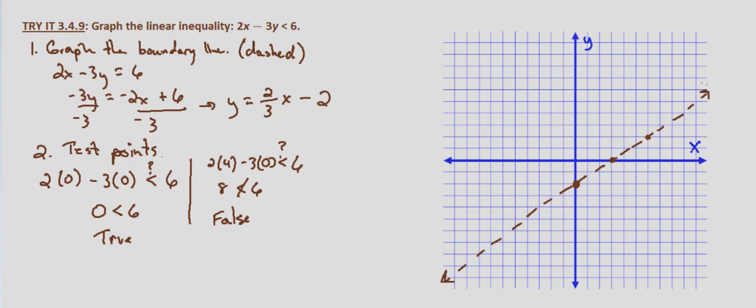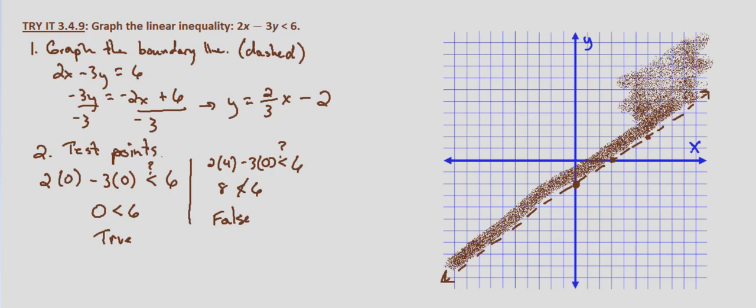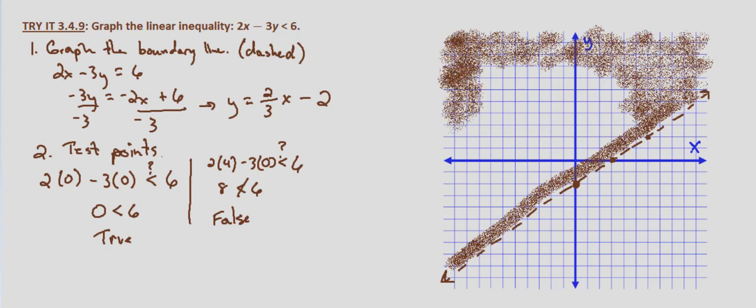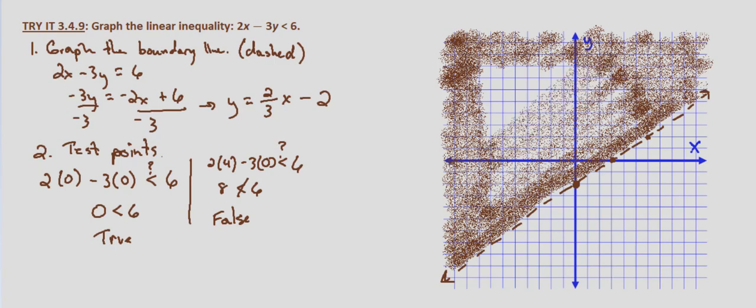So we go to that side of the graph, and we shade everything that's on that side of the line. So this would be the graph of the inequality 2x minus 3y is less than 6.